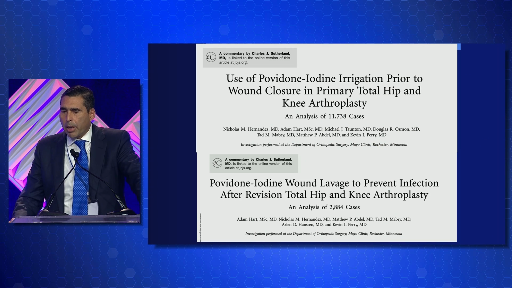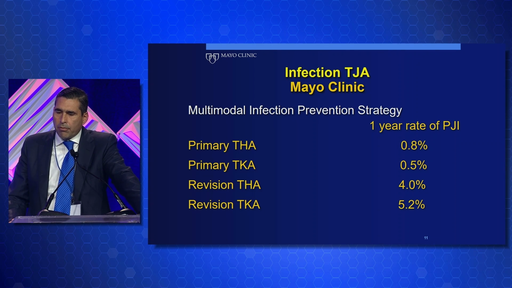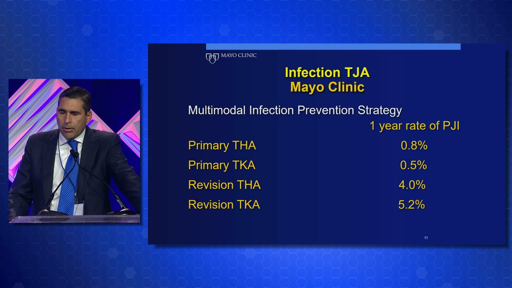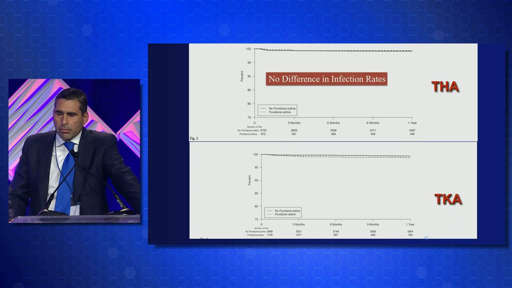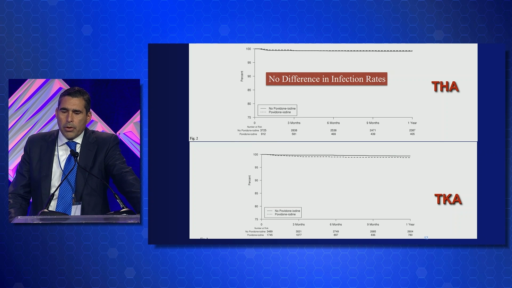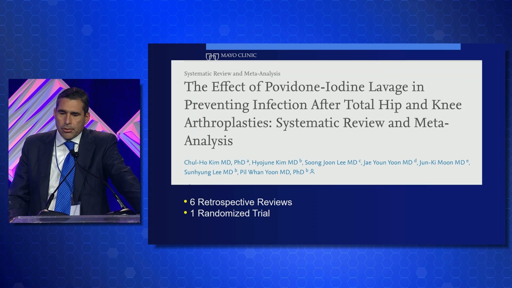We've actually published 2 papers, one in primary and one in revision arthroplasty, and our 1-year rate of prosthetic joint infection was less than 1% for primary joints and about 4 to 5% in revision arthroplasty. This is after 2 decades of implementing a multimodal infection prevention strategy, so our infection rate is quite low. The fact is, in these 2 studies, we were unable to detect a difference in infection rates with the use of povidone iodine versus not using povidone iodine. And it's likely the result of, again, 2 decades of using different mitigation strategies to prevent infection.